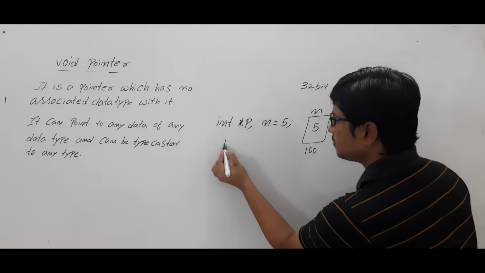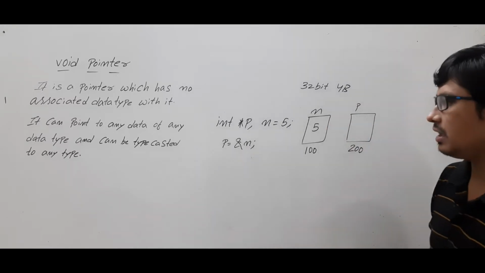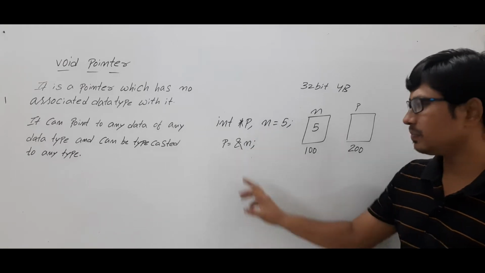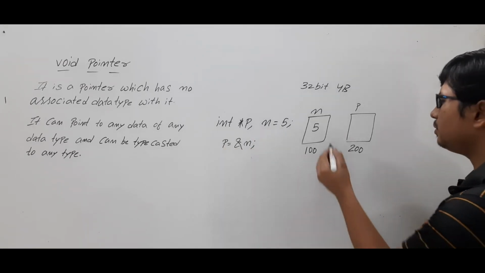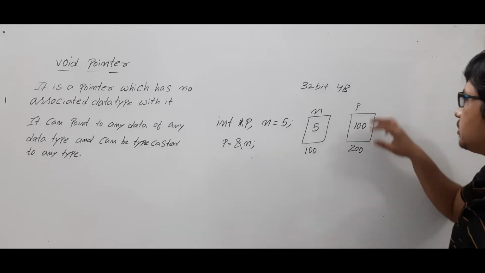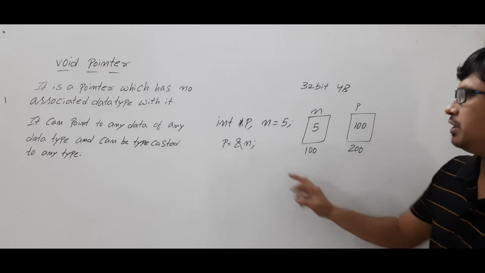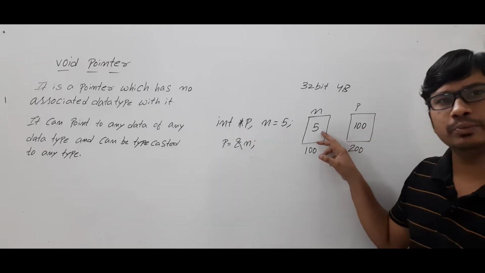Now look at this one. If I write the statement as p = &n, what is the meaning? The address of the variable n I am assigning to the variable p. Now the address of the variable n is 100. It will be stored in the variable p, which is an integer pointer. So this pointer is pointing to this variable n.